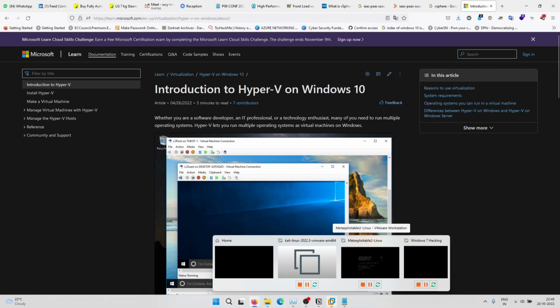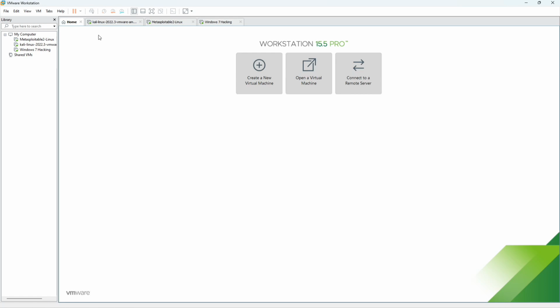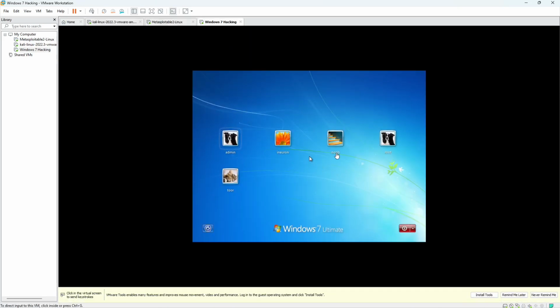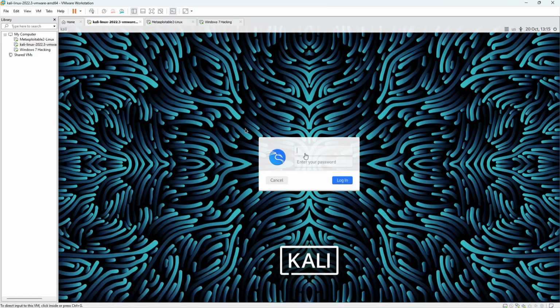If you have done any practice on Oracle VirtualBox or VMware on localhost, you will be able to give an answer on how you can run multiple machine operating systems. This is one Kali machine.